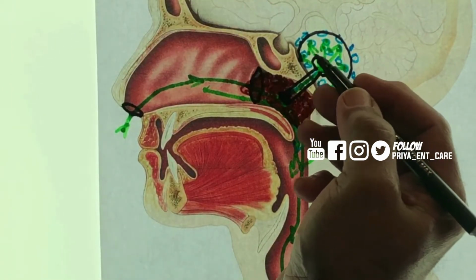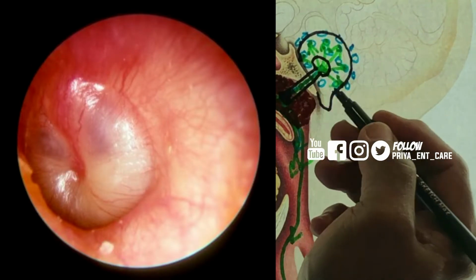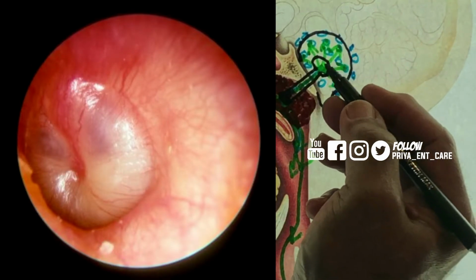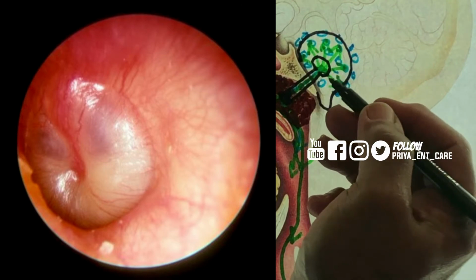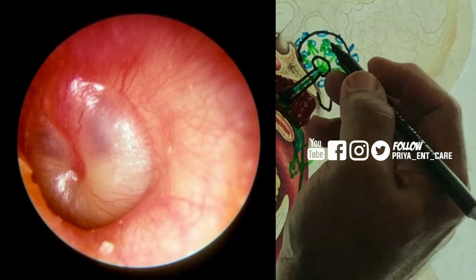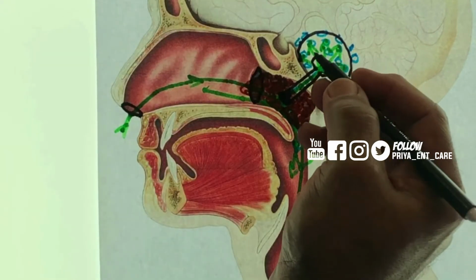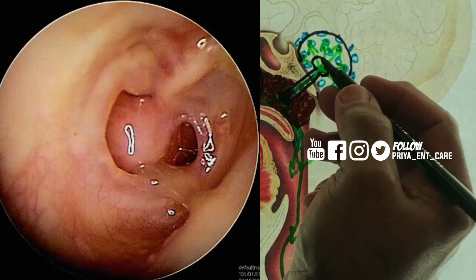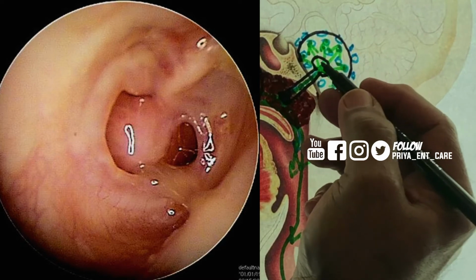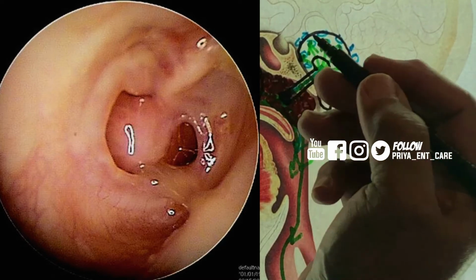If not diagnosed early, the child will be having recurrent pain. He gets recurrent bouts of otalgia or ear pain, and even that, if not treated, may progress to a complete perforation of the eardrum with discharge of pus from the ear.